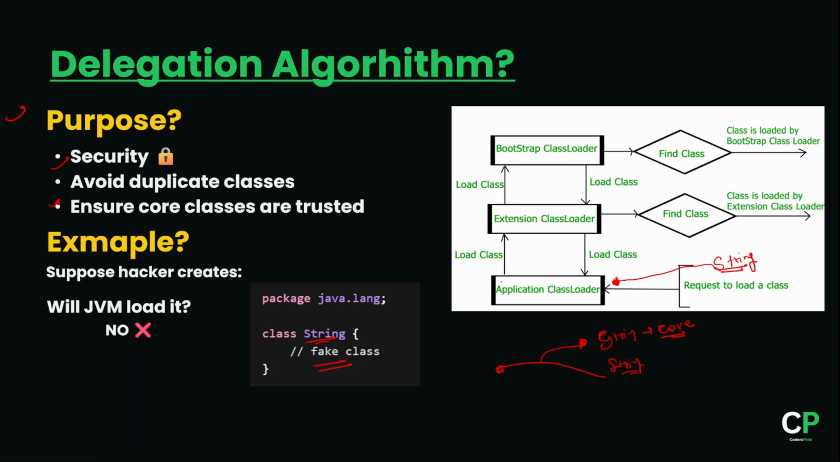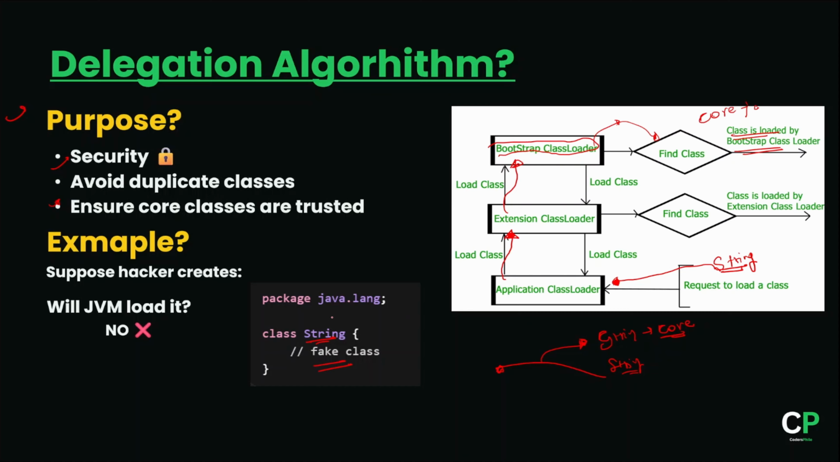So the application class loader will pass this request first to the extension class loader, and the extension class loader passes this request to the Bootstrap class loader. Now the Bootstrap class loader has no parent, so it will search whether the String class is present in the core Java classes or not. Since the String class is present in the core Java classes, the class is loaded by the Bootstrap class loader.